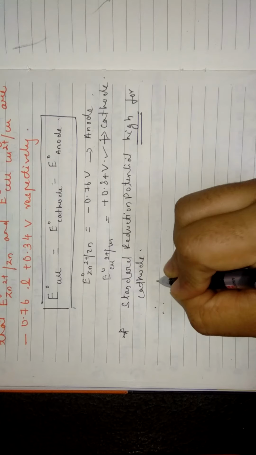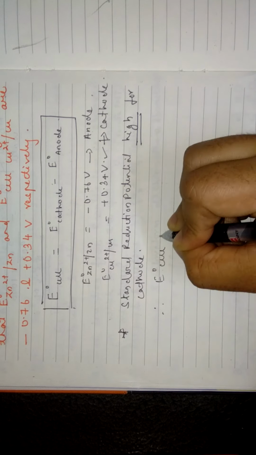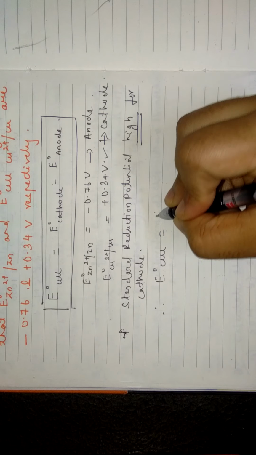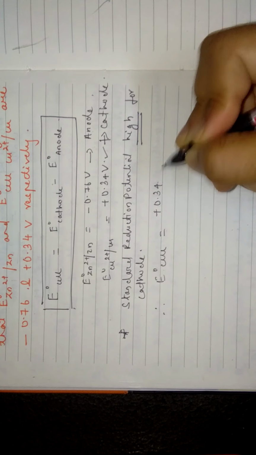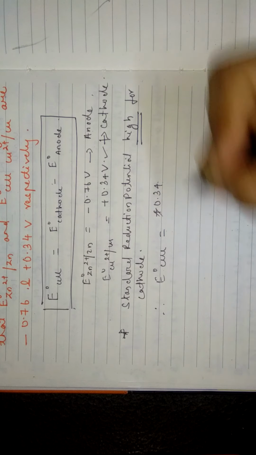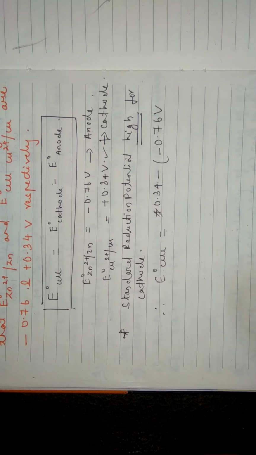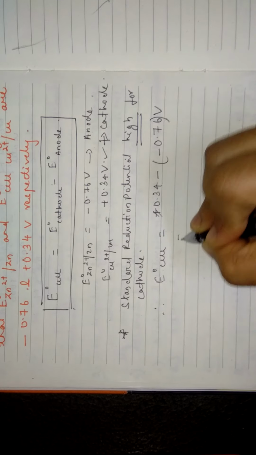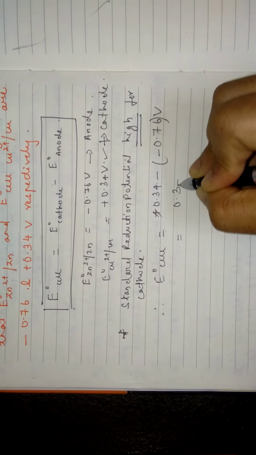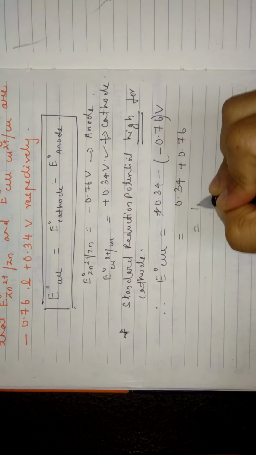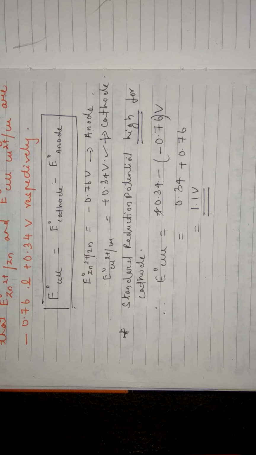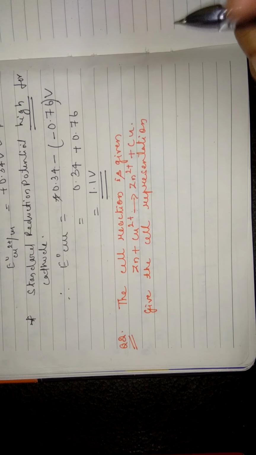Thus we can calculate E0 cell is equal to plus 0.34 volt minus of minus 0.76 volt. So you will be getting 0.34 volt plus 0.76, that is 1.1 volt. So our answer is 1.1 volt. Moving on to our next question.